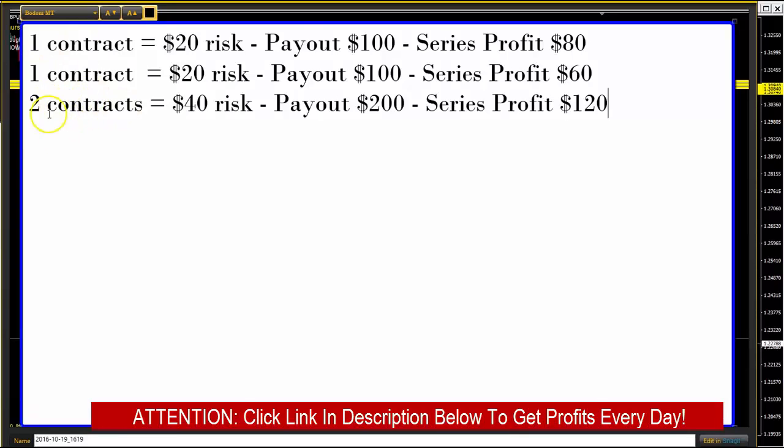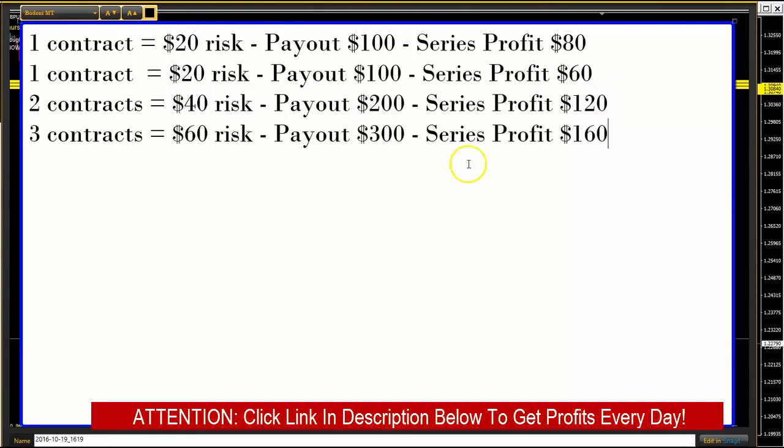Now, on your third attempt here with your 2 contracts, you have $40 at risk on this one contract. The payout's going to be $200 if the trade is profitable. And the series profit between all of these and the payout is 120. It'd be a payout of 200 minus 40 minus 20 minus 20, so your profit will be 120. On your 4th attempt, if you win this 4th trade, your profit is going to be 160. That's a payout of 300 minus 60 minus 40 minus 20 minus 20. So it'll be a profit of 160.